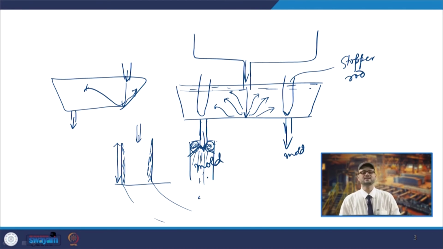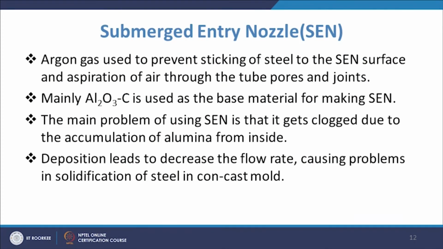That is because of the submerged entry nozzle, which is closed from one end, and the other end will be coming down from the tundish. So, it is on one end on the tundish, and the other is in the mold.